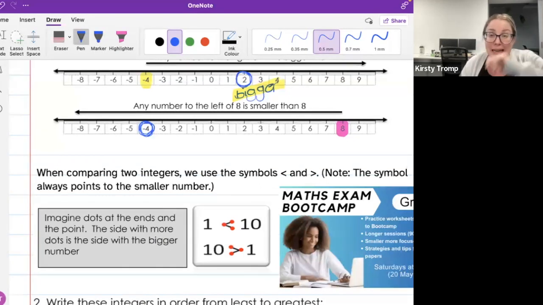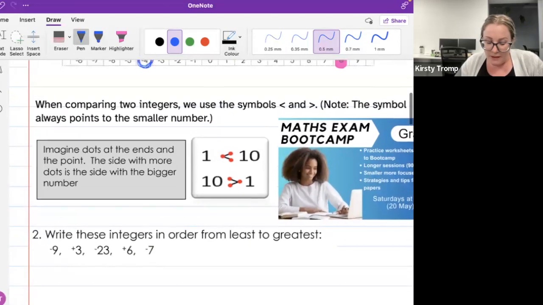It's on the left of 8. So -4, we can see it's on the left of 8. So what does that mean? It means that -4 is going to be smaller than 8. So any number that's on the left of a number on the number line is going to be smaller. Awesome.